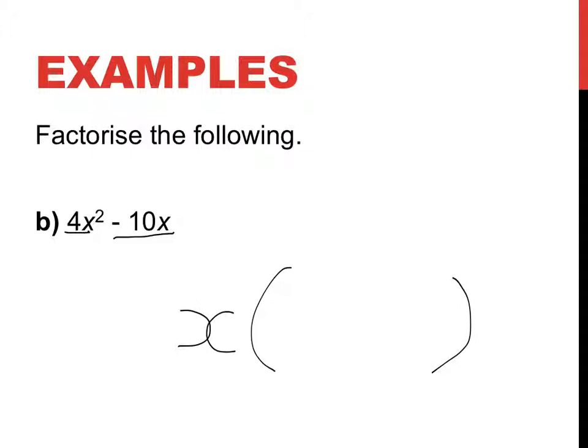Okay, now let's have a look. 4 and 10. Highest number that goes into 4 and 10. 1 does, yes. 2 does, yes. 3, no. 4 doesn't go into 10, so 2 it is. Okay, so 2x goes on the outside of my brackets.